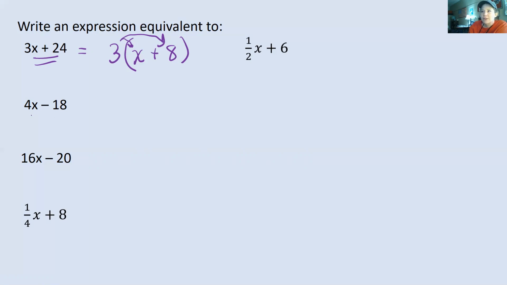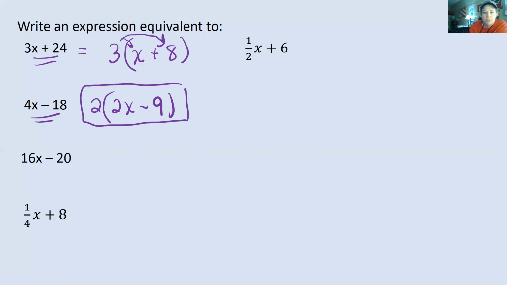Let's look at this one here, the second one. What could we divide 4 and 18 by? Well, we could divide them both by a 2. So 4x divided by 2 would be 2x, minus 18 divided by 2 would be minus 9. So that is an expression equal to this. And the way we would check it, use the distributive property, make sure we end up with what we started with. The third one, what can we pull out? The biggest number is a 4. So 16x divided by 4 is 4x, and negative 20 divided by 4 is minus 5.